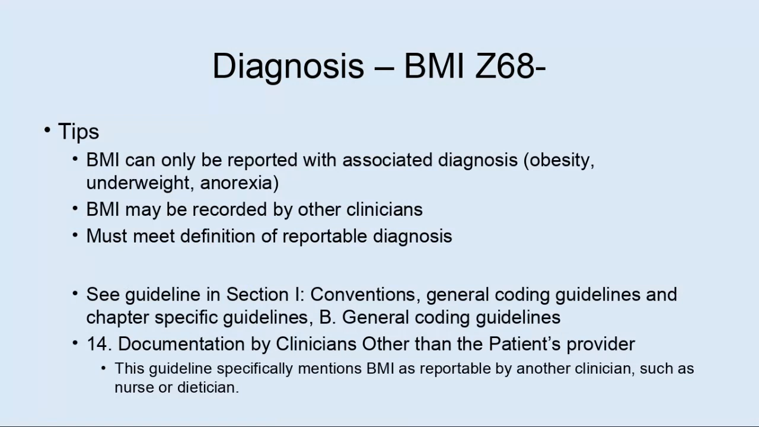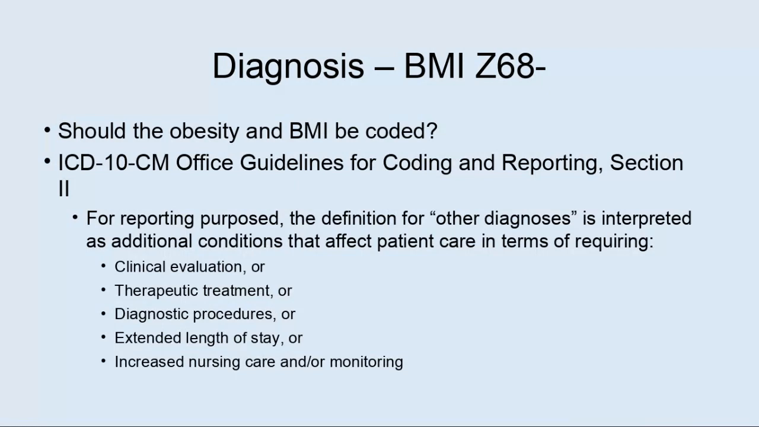Under BMI Z68, there are a bunch of tips. This states that the BMI can only be reported with an associated diagnosis: obesity, underweight, anorexia. So you can't do BMI without a diagnosis that's related to it. It also states that BMI can be reported by other clinicians, other providers, like nurses, dietitians, and such. And it must meet the definition of reportable diagnosis. What does that mean? I think we kind of talked about that on the previous slide. That makes it reportable.